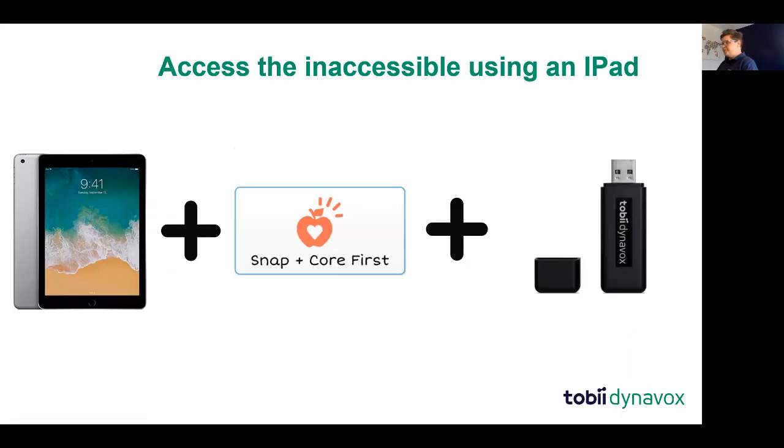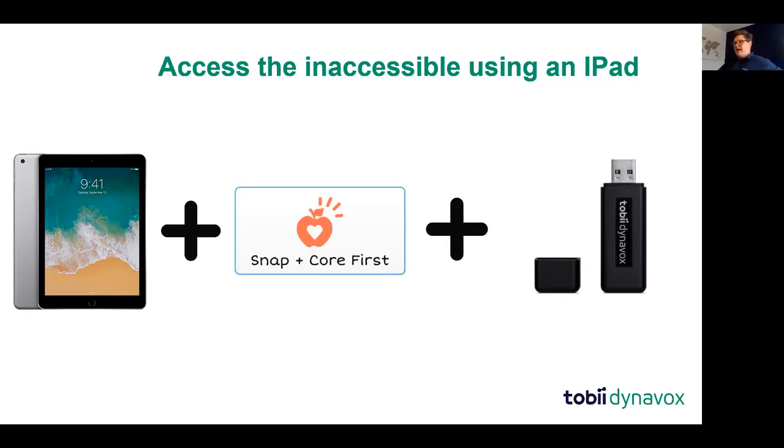But what we can also do is things like maybe being able to use iPads. So let's say that we've got a device that doesn't have any kind of environmental controls built into it, but maybe we want to control our smart TV or an Xbox. Well, we can actually, using some adapters, plug our Access IT into, let's say, the smart TV or the Xbox, and then we can use our Snap Core First ready set pages to control that.